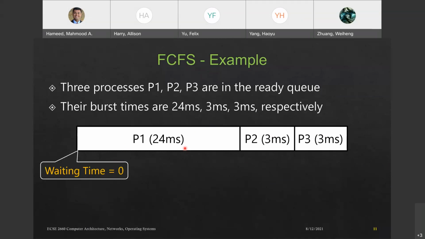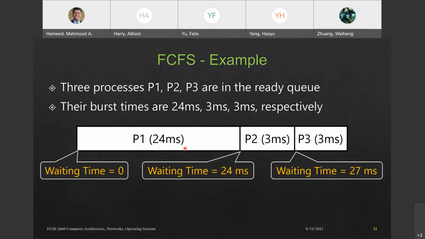So it didn't have to wait. Process 1 didn't have to wait. So its waiting time is 0, got the CPU, and it completed at the 24 millisecond mark. For those 24 milliseconds, P2 had to wait. So its waiting time is 24 milliseconds. It got the processor next, it finished.